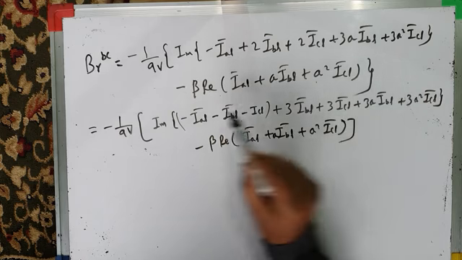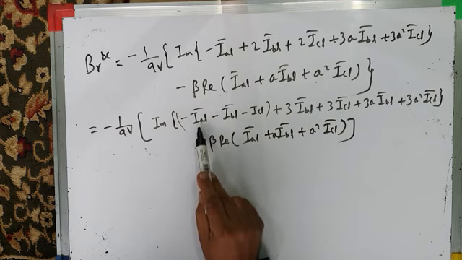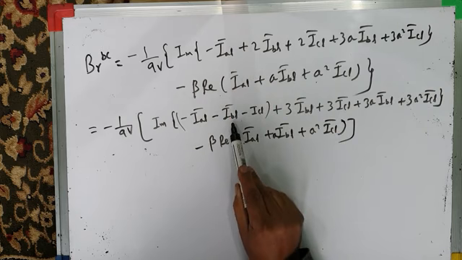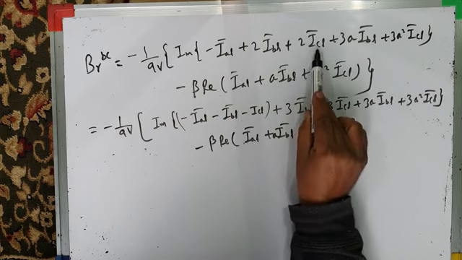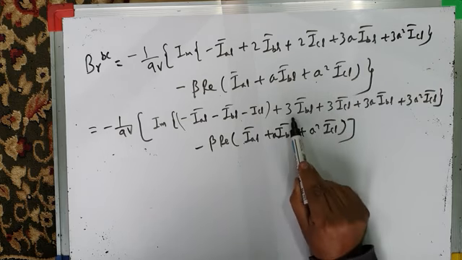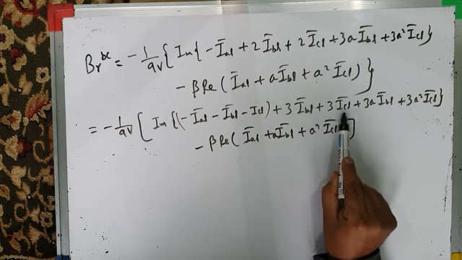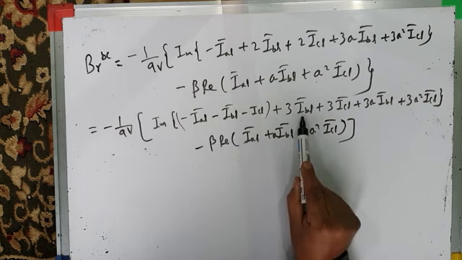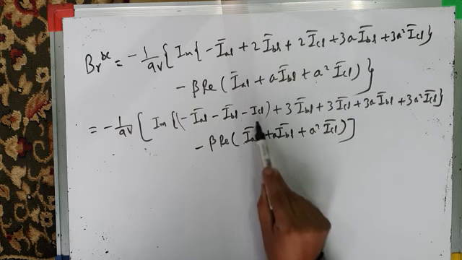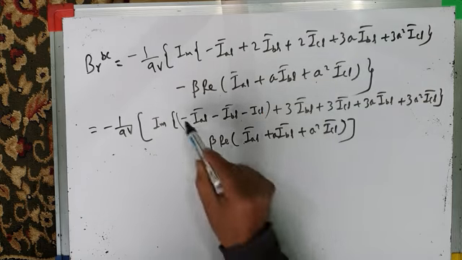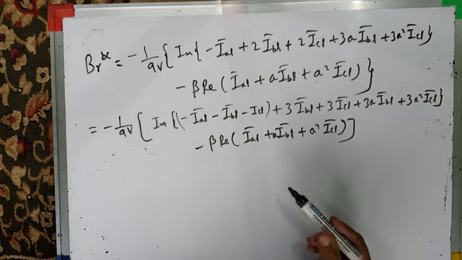Now what have I done? IAL I have written, it's already there. Instead of writing plus 2 IBL, I have written minus IBL. Instead of writing 2 ICL, I have written minus ICL. Then outside the bracket I have plus 3 IBL plus 3 ICL. When you expand this, minus IBL plus 3 IBL will be 2 IBL. Similarly, minus ICL plus 3 ICL will be 2 ICL. I am deliberately doing it just for simplification.